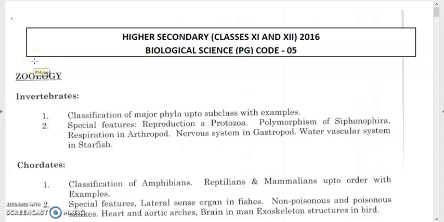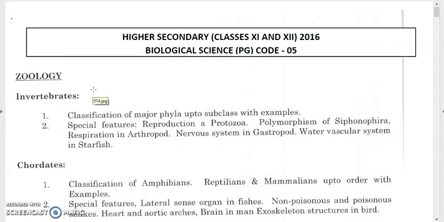Hello everyone, this video covers the higher secondary class 11-12 syllabus for recruitment of assistant teacher for biological sciences, right? So you can see that here, that's the zoology portion. There are two portions in the examination: one part will be zoology, one part will be botany. Now in the zoology portion you have the invertebrates. Invertebrates, we know that it's a basic zoology part, right?